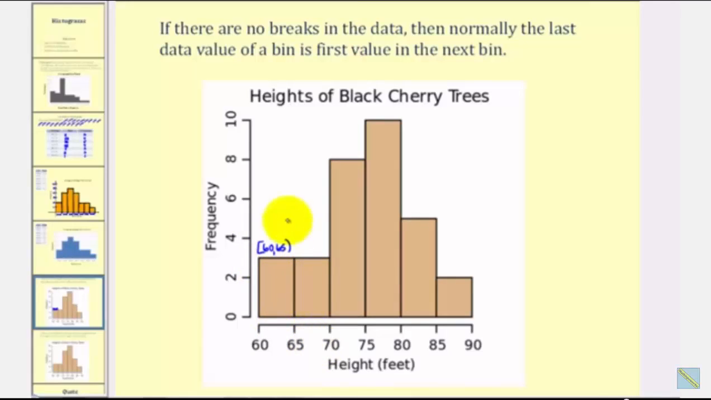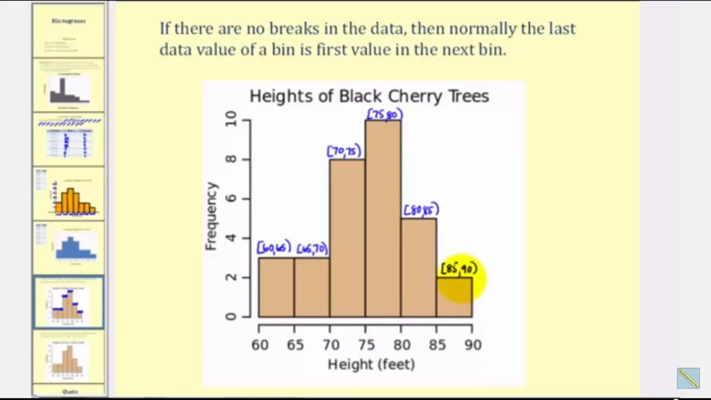The next interval would be closed on 65 and open on 70. The value of 70 would be in this third interval. The third interval would be closed on 70, meaning it includes 70, but open on 75, meaning it does not include 75, and so on.